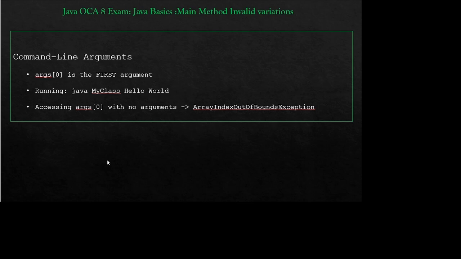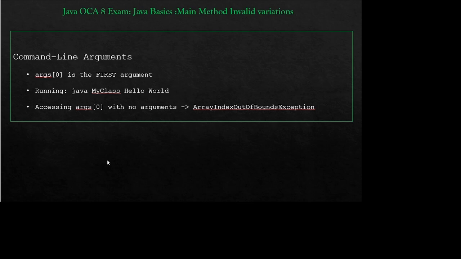But if you access args[0] and you are running java MyClass without passing any value there, like hello world or anything like that, that will give you an ArrayIndexOutOfBoundsException. So here, how many args are passed? Hello world, so args.length is 2 here. And like I said, if you are not passing any parameters and you want to access it, it will give you an ArrayIndexOutOfBoundsException because there is nothing in that array.